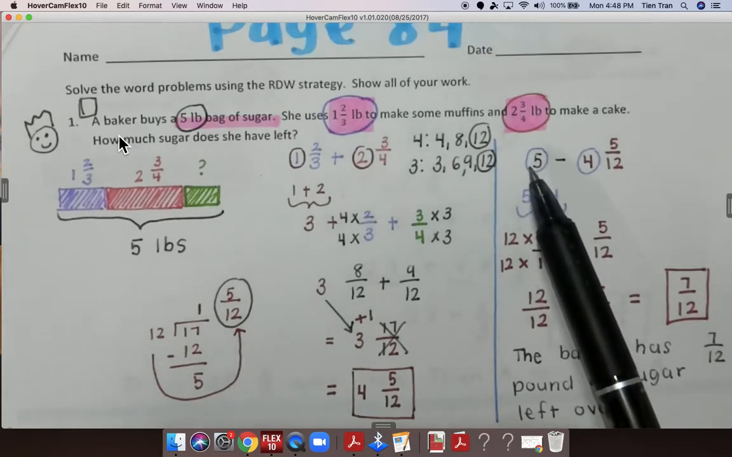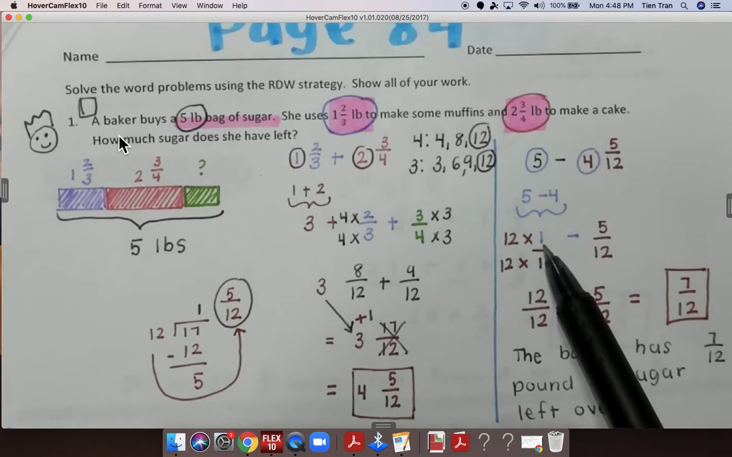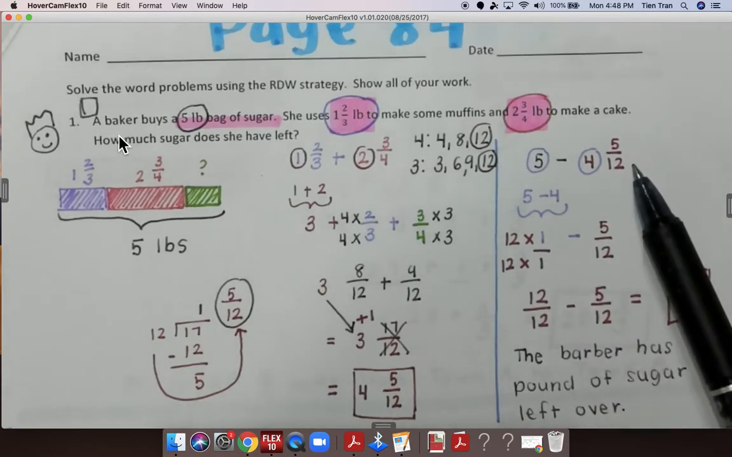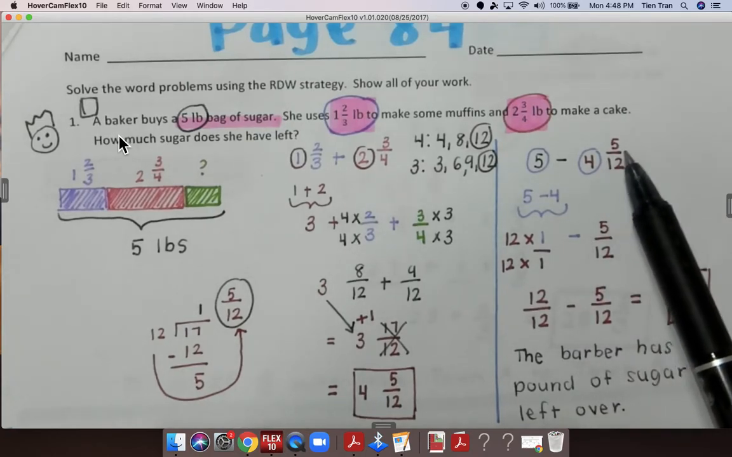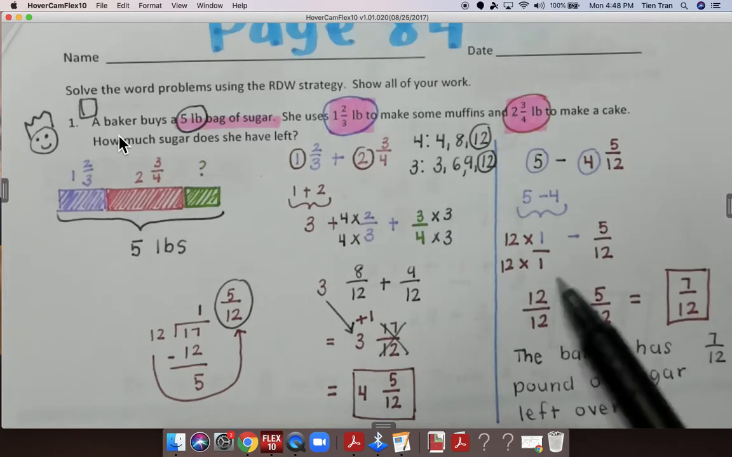So first, I'm going to subtract the whole numbers. 5 minus 4. 5 minus 4 is equal to 1 whole. Now, I need to subtract 5/12, so that's what I did here. But I noticed that 1 and 5/12, they don't have the same common denominator. So I'm figuring out what is the common denominator for 12 and for 1.